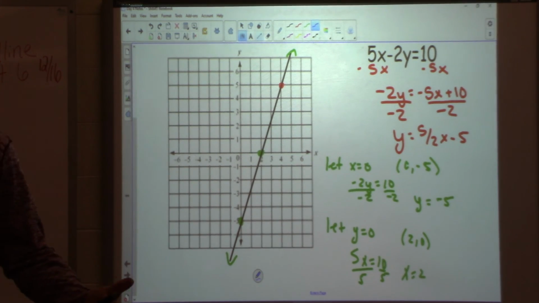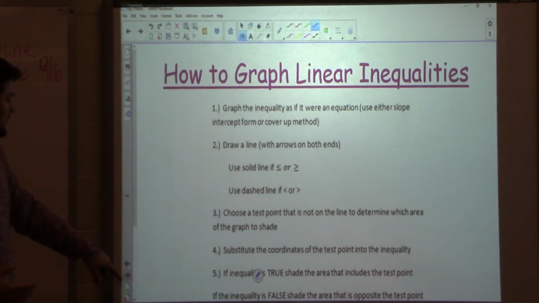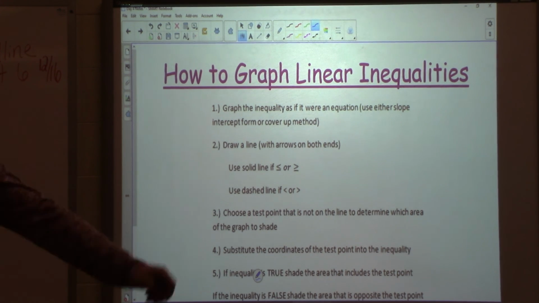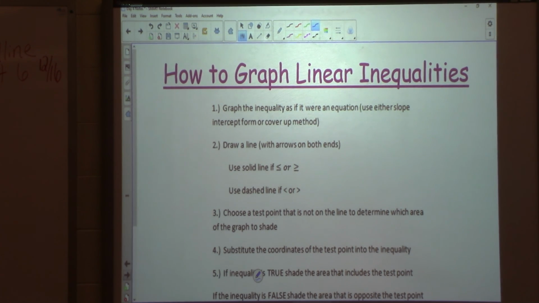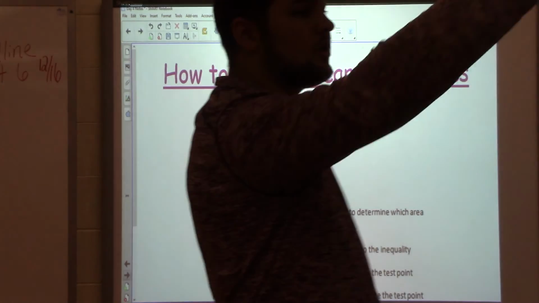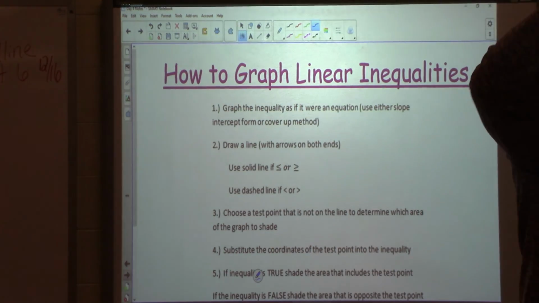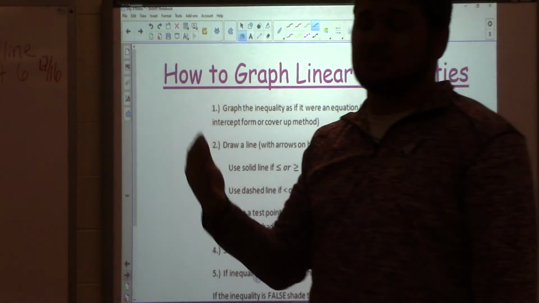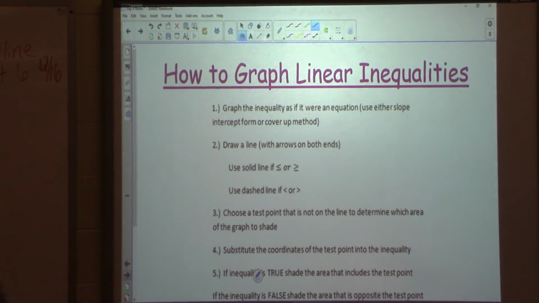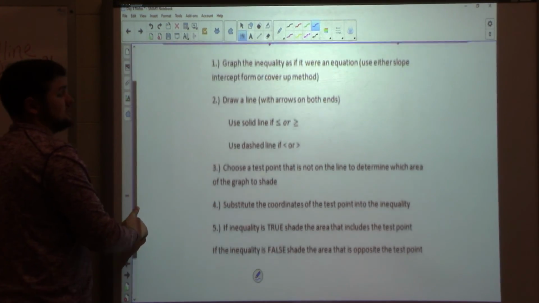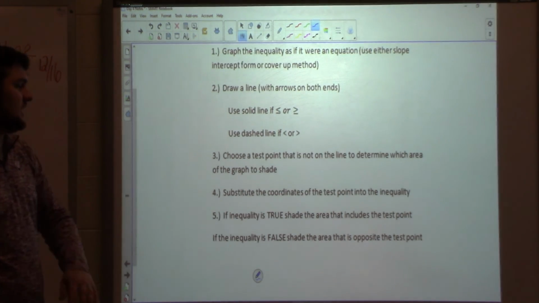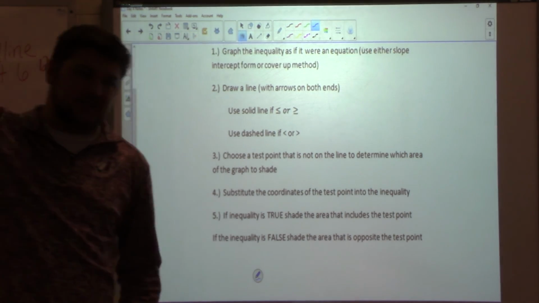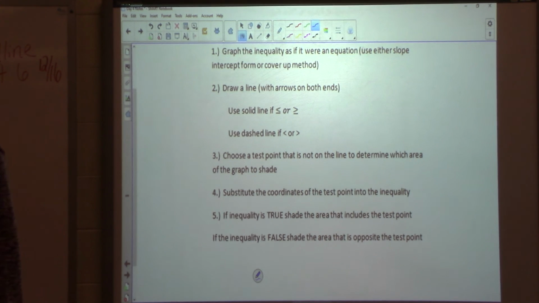Let's try inequalities. To do inequalities, we're going to do the exact same thing. Graph it as if it's an equation. But when you go to draw your line, you have to figure out if it's or equal to, it'll be a solid line. If it's not or equal to, if it's just less than or just greater than, we're going to have a dashed line. Then we're going to choose a test point and figure out what side we want to shade. If it comes out true, we shade the side with the test point. If it's false, we shade the side without the test point.